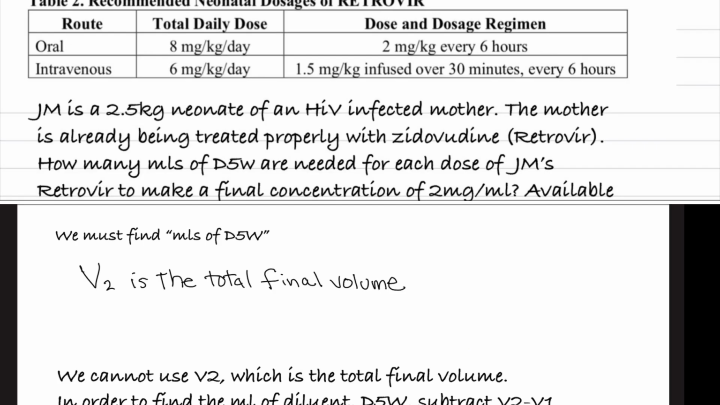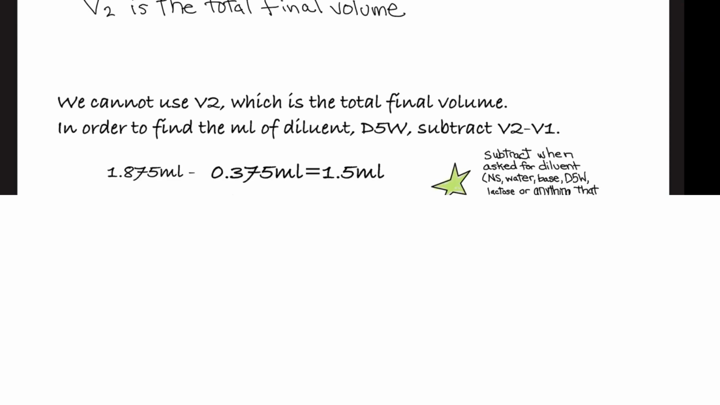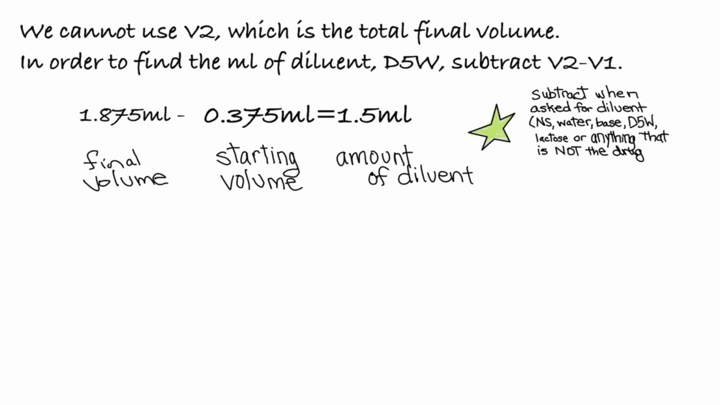Are you answering the question? We must find milliliters of D5W. V2 is the total final volume. We cannot use V2, which is the total final volume. In order to find the milliliters of diluent D5W, we subtract volume 2 minus volume 1. That's the final minus initial. So here's V2, 1.875 milliliters minus 0.375 milliliters, and we get an answer of 1.5 milliliters, which winds up being the amount of diluent that we added, our D5W that we added.